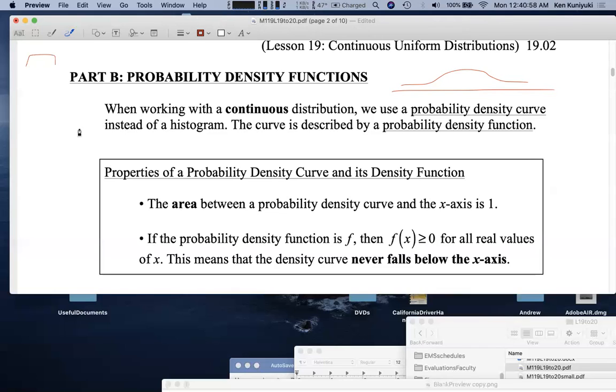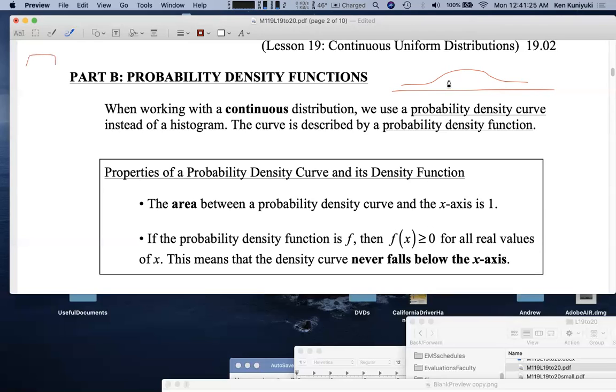When working with a continuous distribution, we use a probability density curve, such as this bell curve over here, or this flat top guy over here, instead of a histogram. The curve here is called a probability density function, or it represents a probability density function. So here are properties of a probability density curve and its density function. The area between a probability density curve and the x-axis is 1.